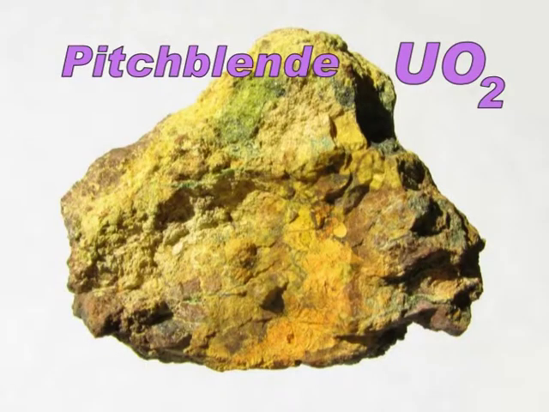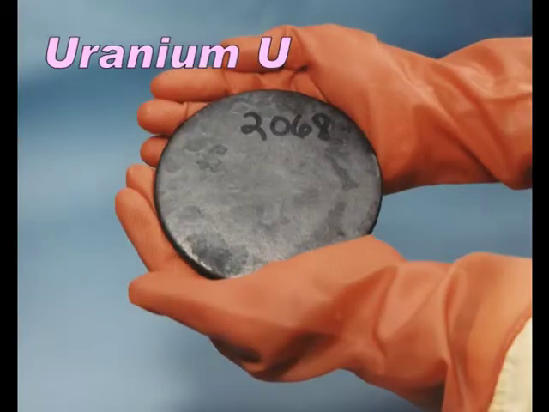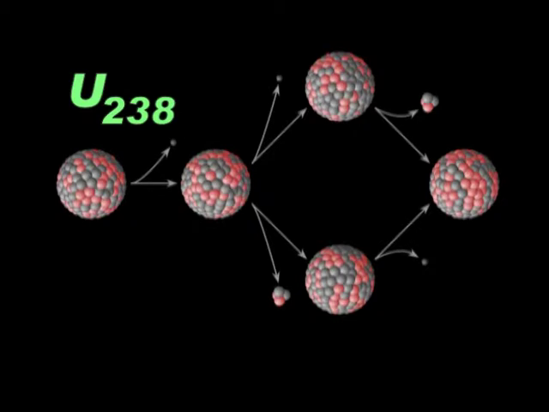The uranium oxide ore, pitchblende, is mined in a number of parts of the world, including Australia. Uranium is the heaviest naturally occurring element and is in need of a weight reduction campaign. Uranium atoms slowly spit out bits for billions of years, eventually forming stable lead atoms, as it changes from one heavy radioactive element to another.